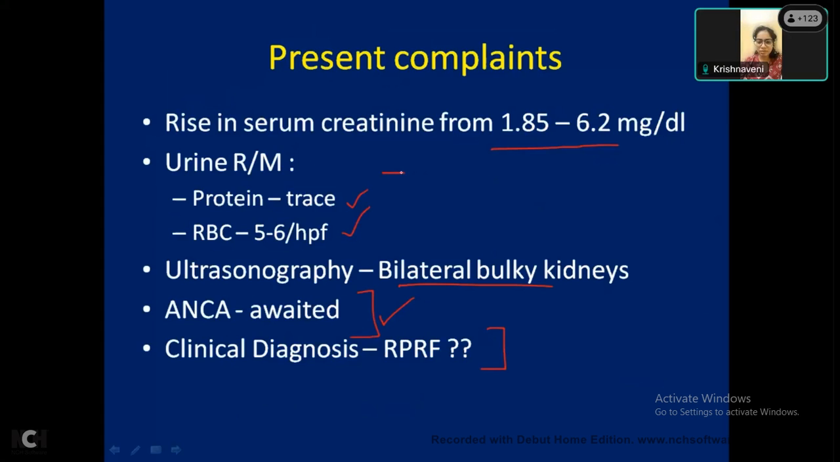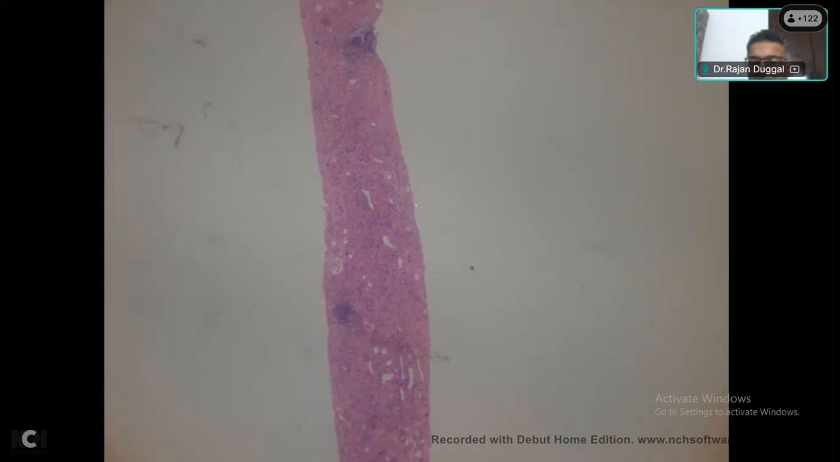If you look at the urine routine microscopy, it shows very trace protein and just 5 to 6 RBCs. Had it been a crescentic GN, you would have seen proteinuria which is significant, and RBCs which are also significant. So it looks like there is less likelihood of a crescentic morphology on the biopsy. So come to the biopsy findings.